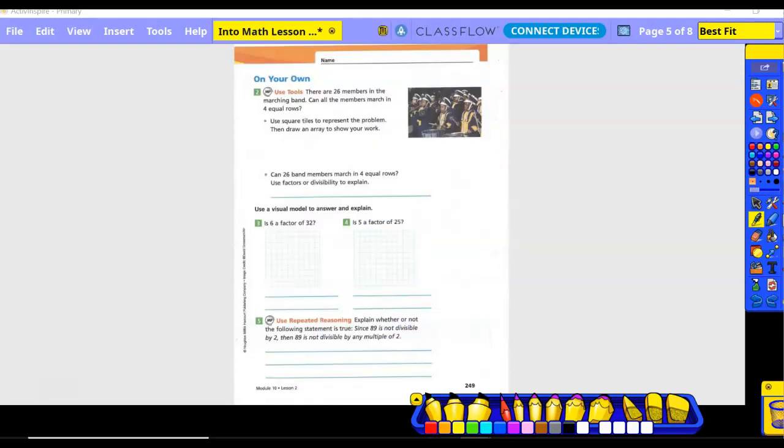On your own, there are 26 members in the marching band. How can the members march in 4 equal rows? Use square tiles to represent the problem, then draw an array to show your work. Okay, so we drew our 26 X's and we used 4 rows. So can 26 band members march in 4 equal rows? Okay, no, because we have how many left over or remainder? We have a remainder of 2. So they're not equal rows, right?